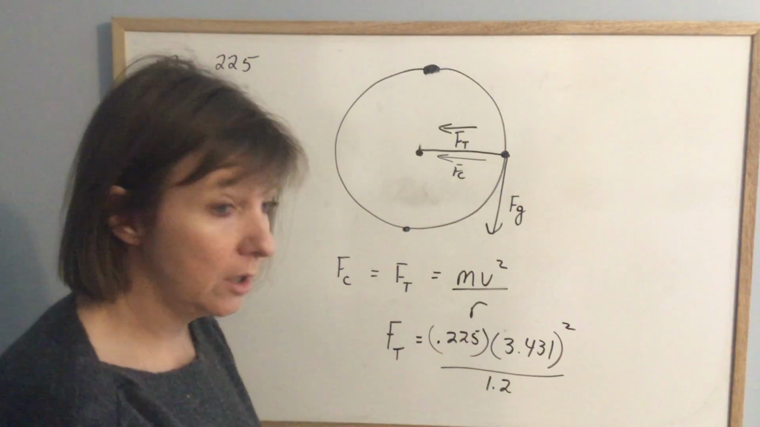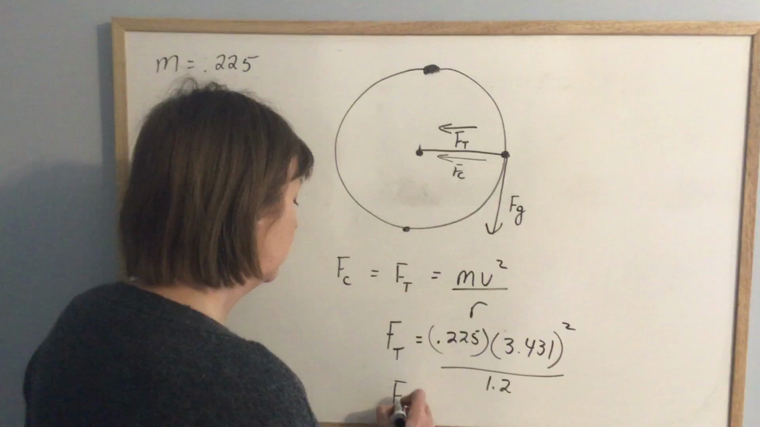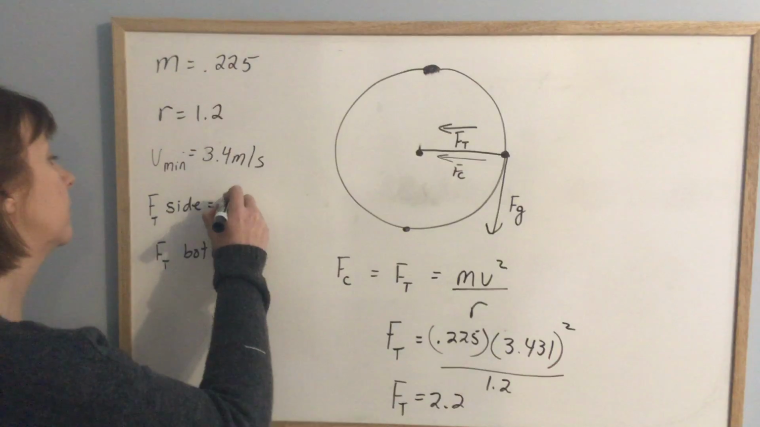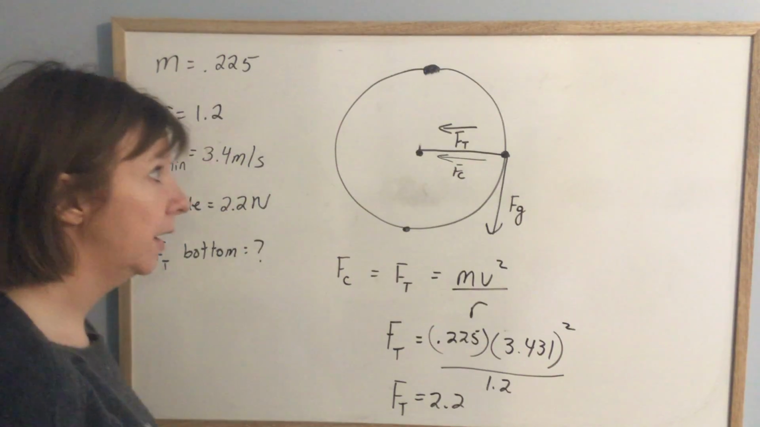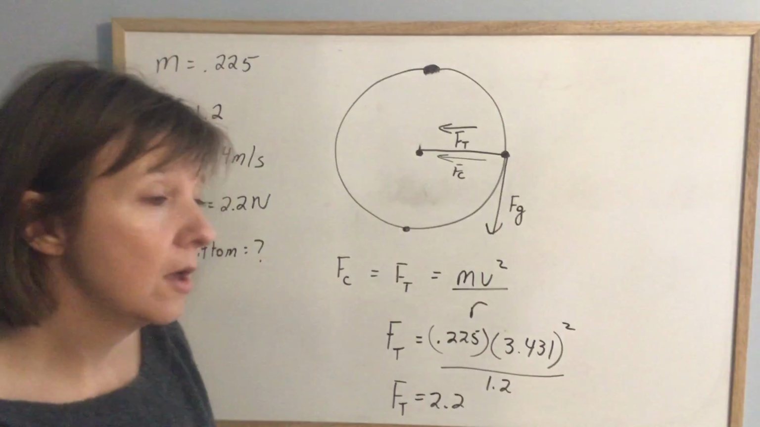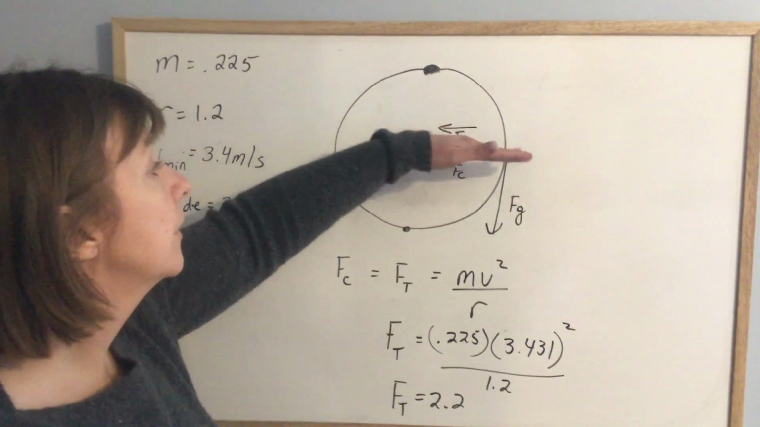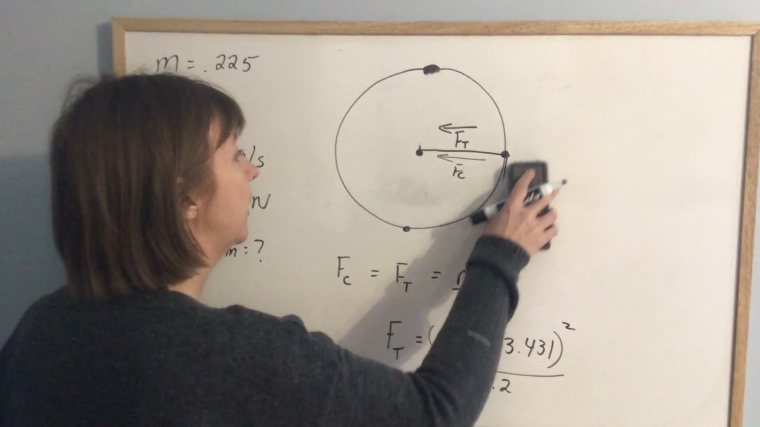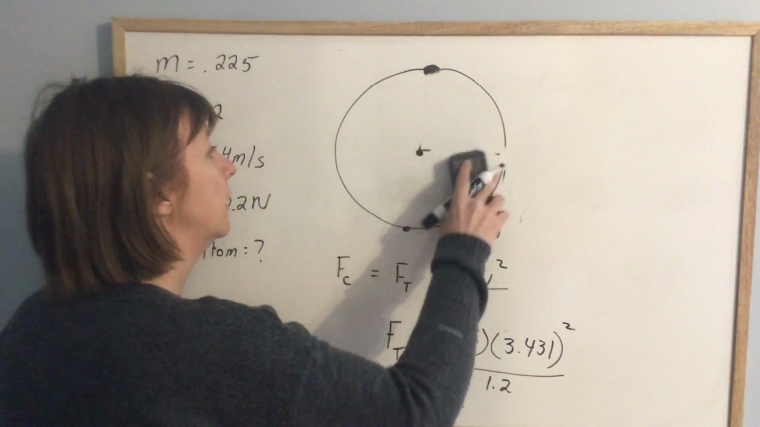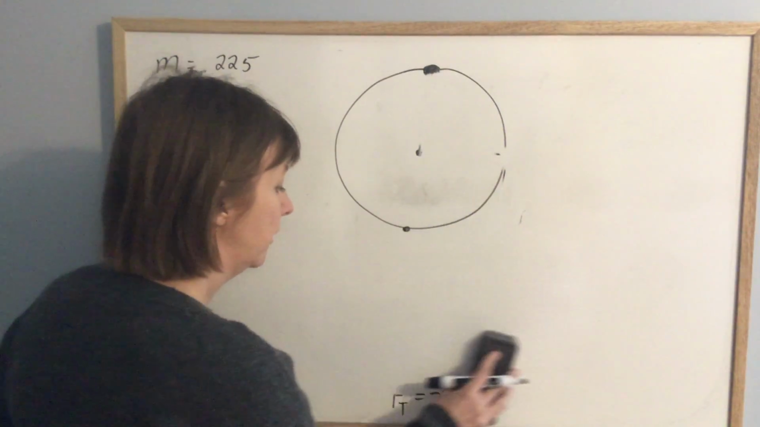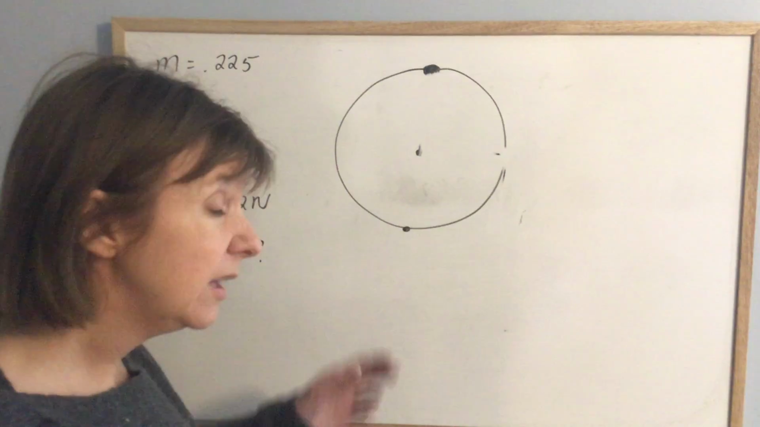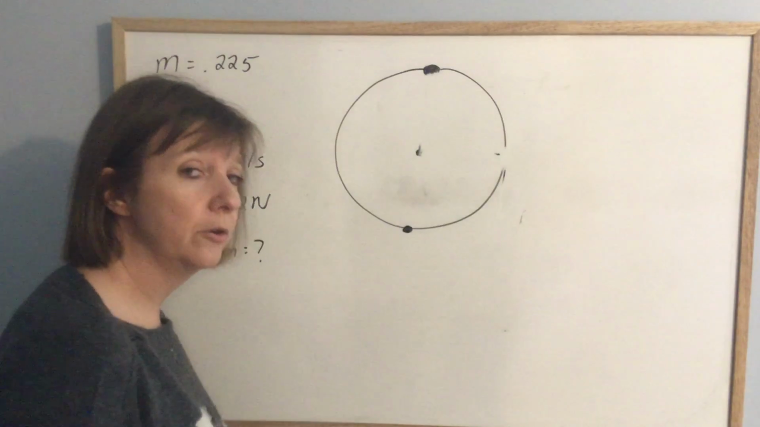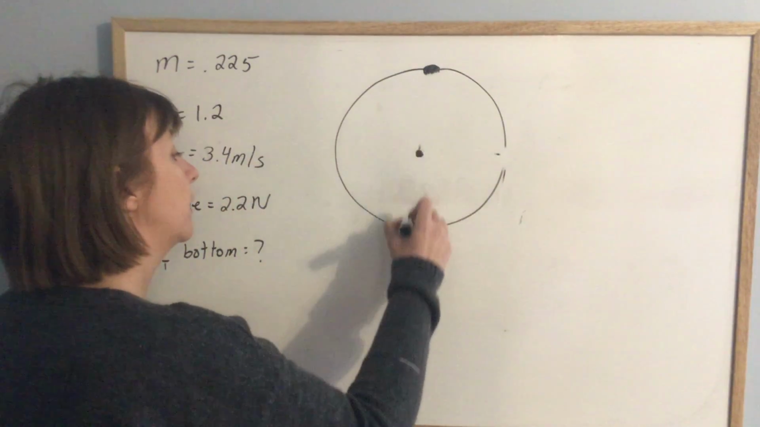So that's just a matter of putting it into your calculator. Turns out that the force of tension is 2.2 newtons. Okay, so the force of tension is 2.2 newtons, because at this point, force of tension is equal to centripetal force. All right, third part of the question. Third part of the question now says, what is the force of tension when the yo-yo is at the bottom of the circle? So again, let's think about that.